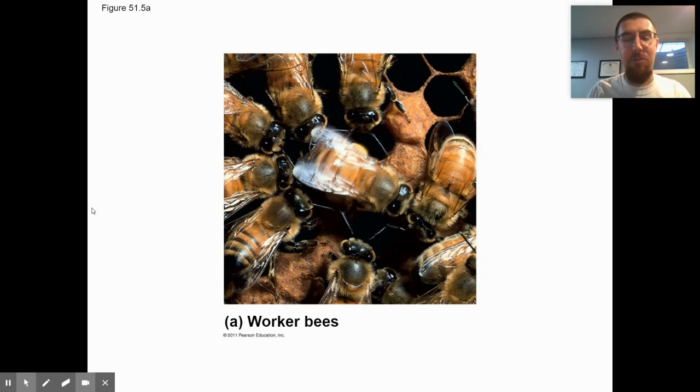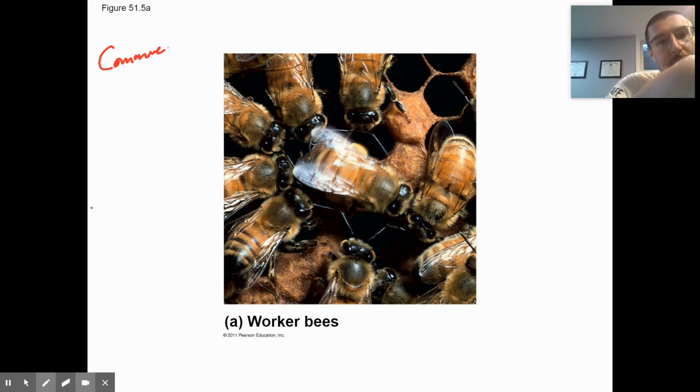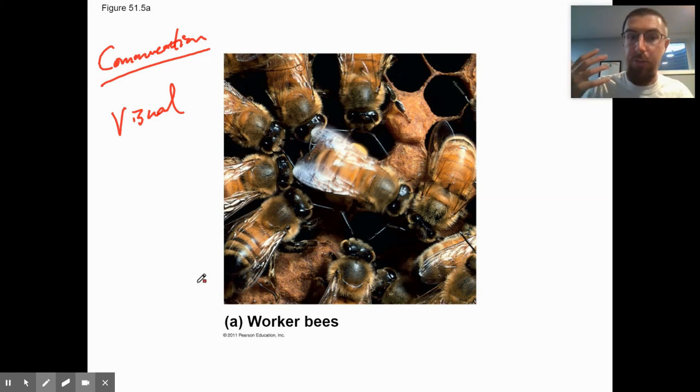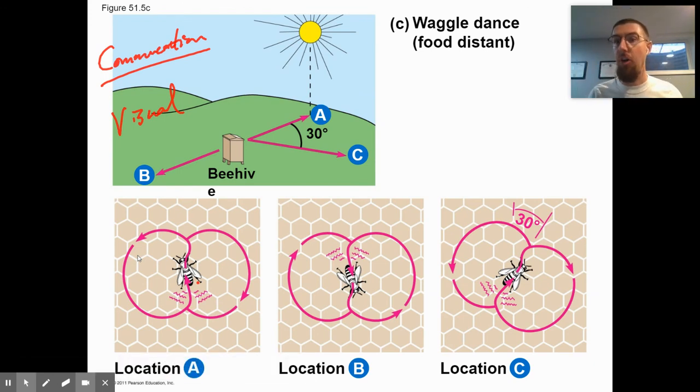Okay. All right, we have other types of behavior that are innate, and these fall under the realm of communication. Some behaviors are communicative or deal with communication. Some communication can be visual. So if we write up here visual, we make note that honeybees actually communicate to other worker bees that food is nearby. How do they do that? They do that by waggling their abdomens in a certain direction. It's actually called the waggle dance, as you can see up here.